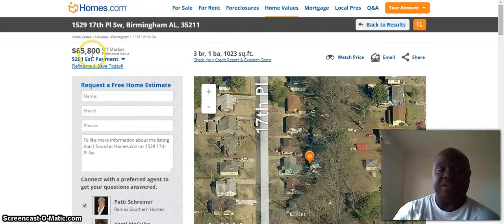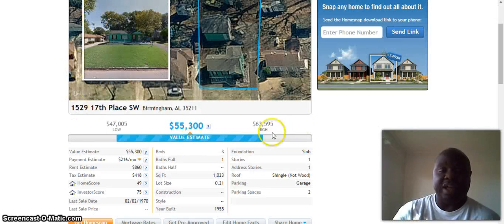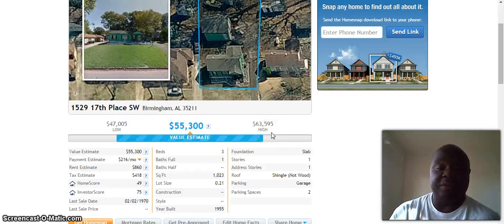So now I have 66,000 that I want to use, 65,000 that I want to use, and then $63,000 that I want to use. So I would say that the ARV on this property is 65,000.